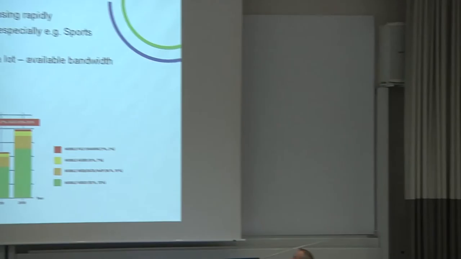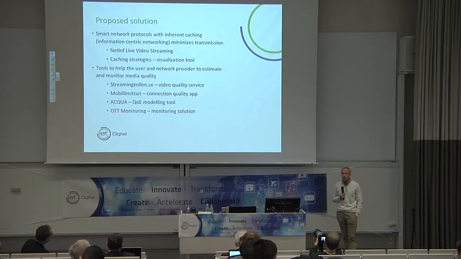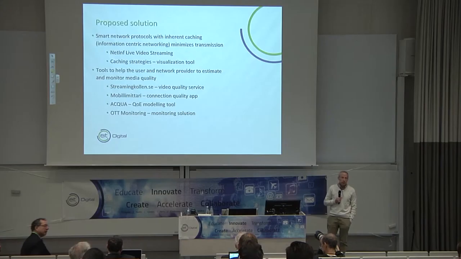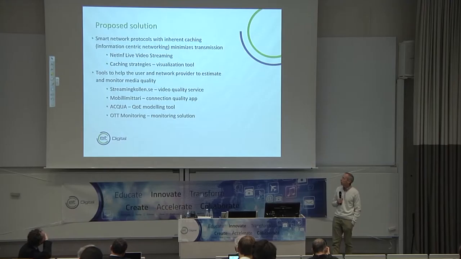So we have in this project a number of different solutions for this. One of these is about the video distribution, which is based on smart network protocols that involve caching. It's based on something called information-centric networking, and it minimizes transmission if the materials are available in the caches and is inherent in the protocol to do this. And in this project, we have looked at live video streaming based on information-centric networking.